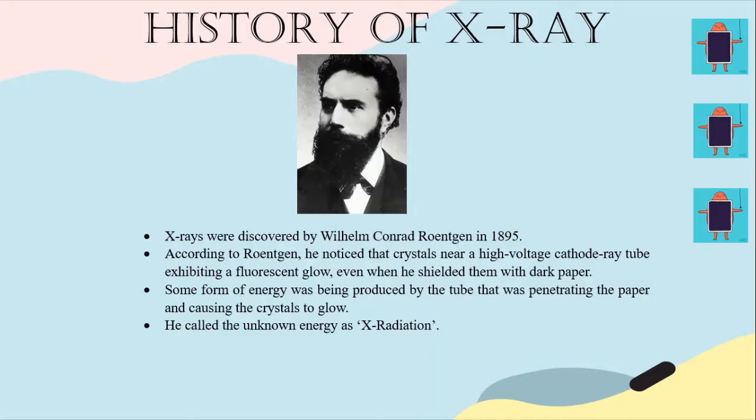Before we proceed to the first subtopic, we need to know who was the first person to find X-ray. Wilhelm Conrad Röntgen discovered X-ray in 1895. According to Röntgen, he noticed crystals near a high voltage cathode ray tube exhibit a fluorescent glow even when he shielded them with dark paper. Some form of energy was being produced by the tube that was penetrating the paper and causing the crystals to glow. He called the unknown energy X radiation.